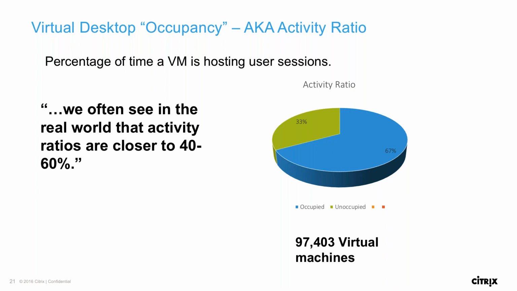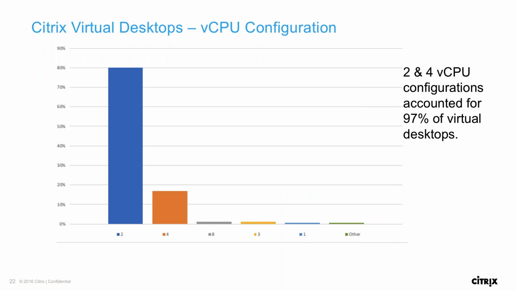So let's look next at virtual CPU configuration. There's a lot less variability when you look at virtual CPU configuration. As you can see here, it turned out 80% of the VMs, virtual desktops that we looked at, had 2 virtual CPUs, and 17% had 4 virtual CPUs, and only 3% fell into other configurations. So 97% total are in the 2 and 4 virtual CPU category.